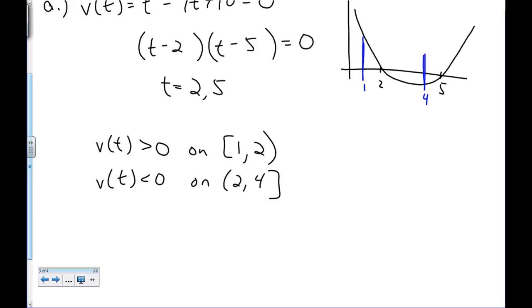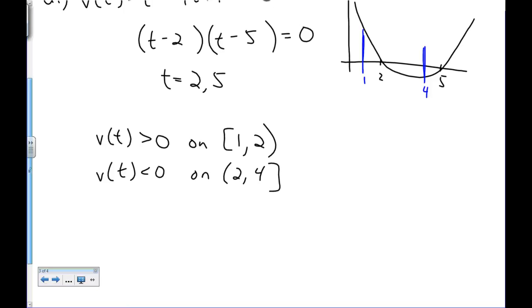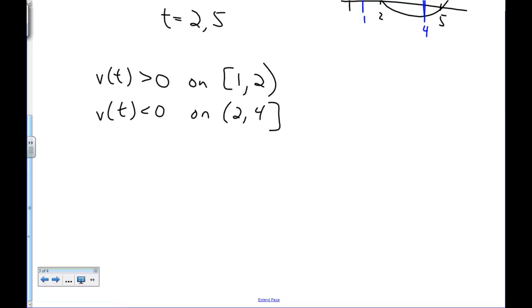Part B now says, find the distance the object travels in each of these subintervals. So we're going to take each of these subintervals and find out how far we've traveled in each of those. So the interval from 1 to 2 we'll start out with. We'll integrate our velocity function. The integral of velocity gives us our displacement, which in this case, since velocity is greater than 0 on this interval, it's also the same as our distance.